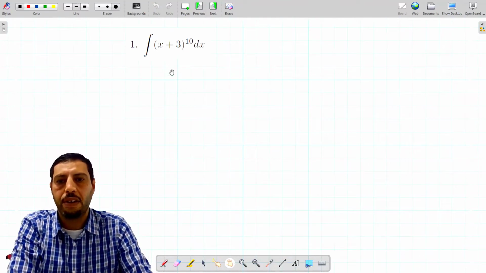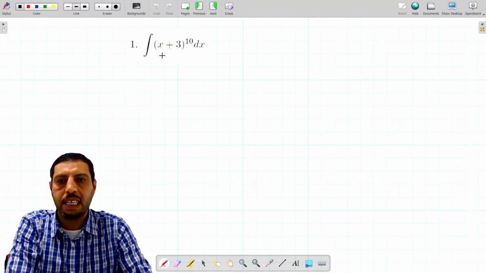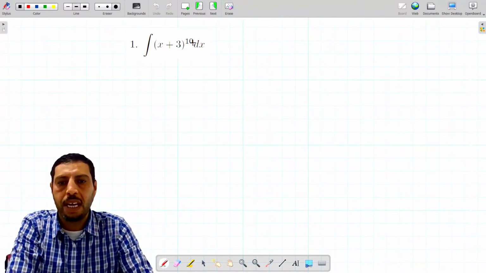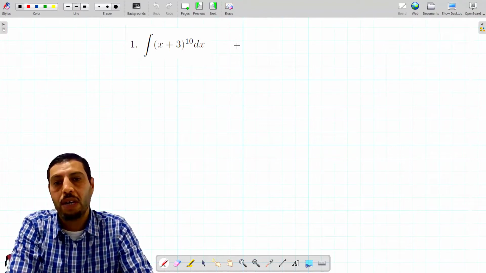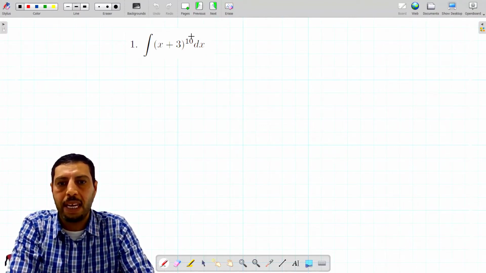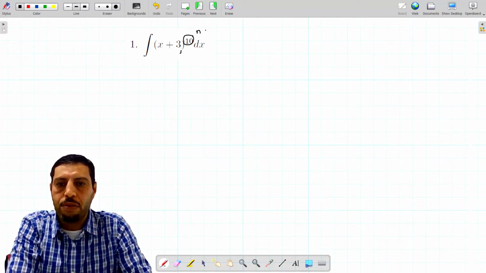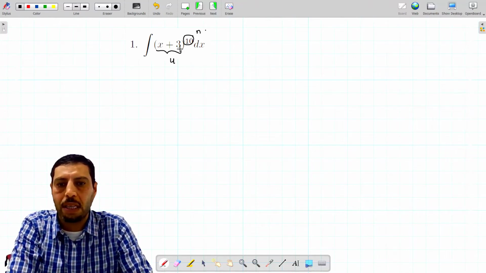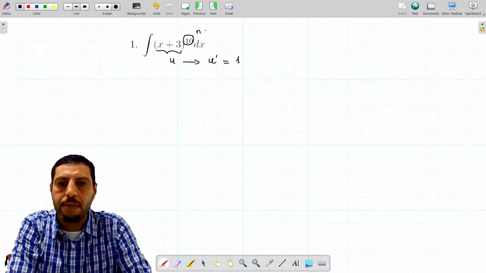We'll do it for the first one here, the integral of x plus 3 to the power of 10. And here, my candidate rule is the power rule, since I have a power, so I will try to use the power rule. So I will identify my n, which is 10, my u, which is x plus 3. So if u of x is equal to x plus 3, then u prime will be equal to 1.